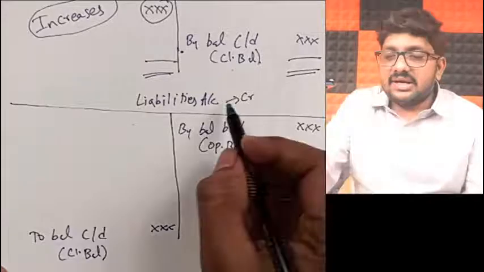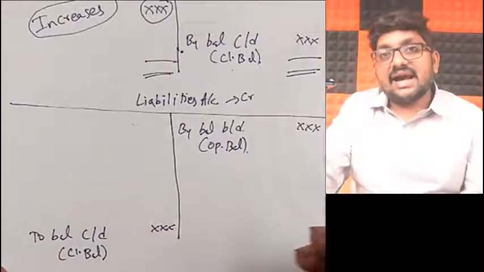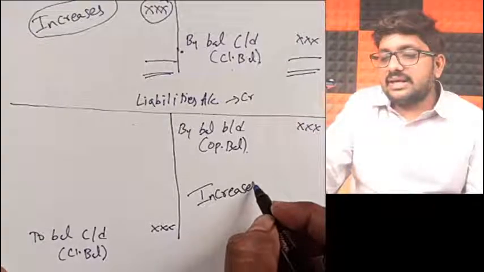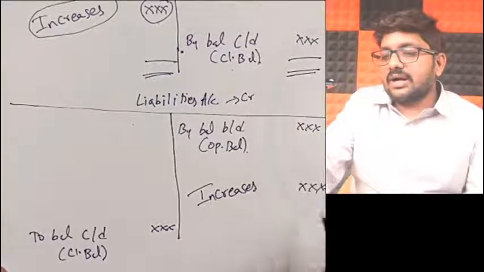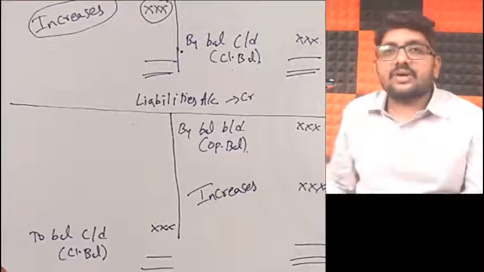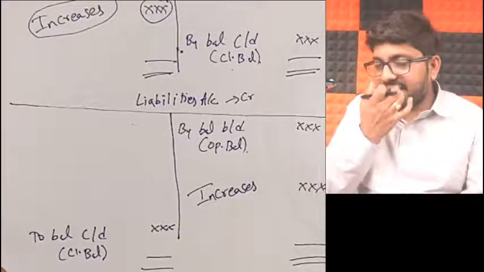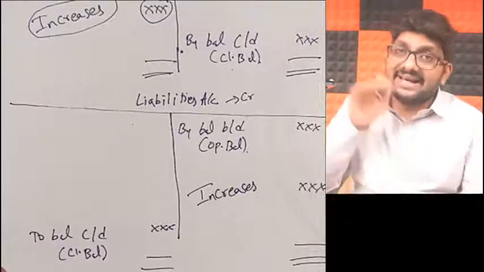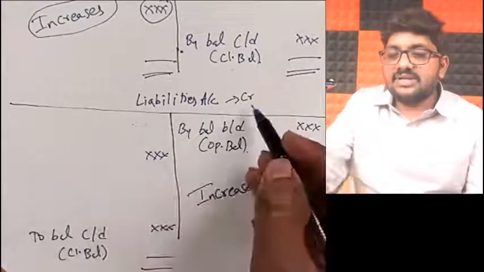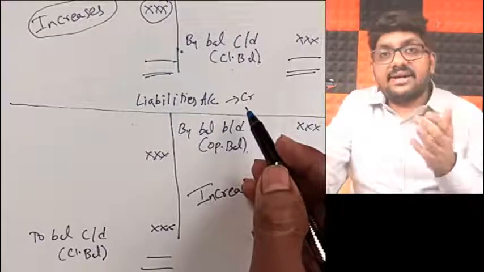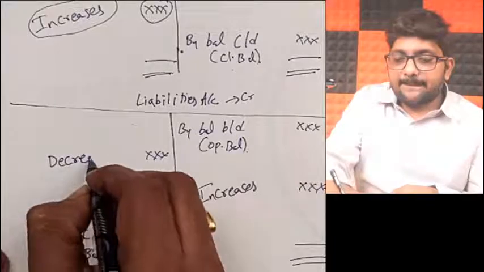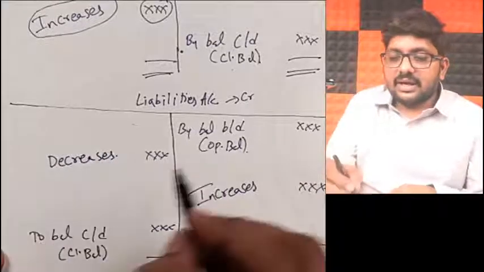Liabilities come under the credit category. What does it mean? If they increase, I have to credit it. Whatever be the reason, if a liability increases, that item will come on to the credit side. Whatever be the reason, if a liability decreases, friends, that item comes on to my debit side, because liability comes under the credit category. Increases credit, decreases debit.